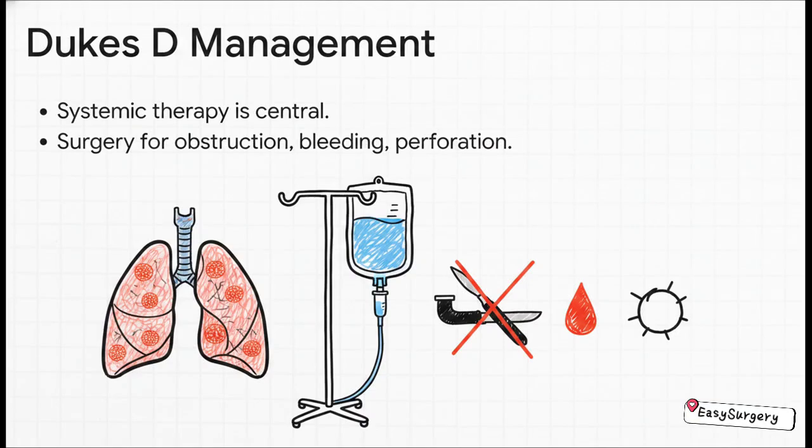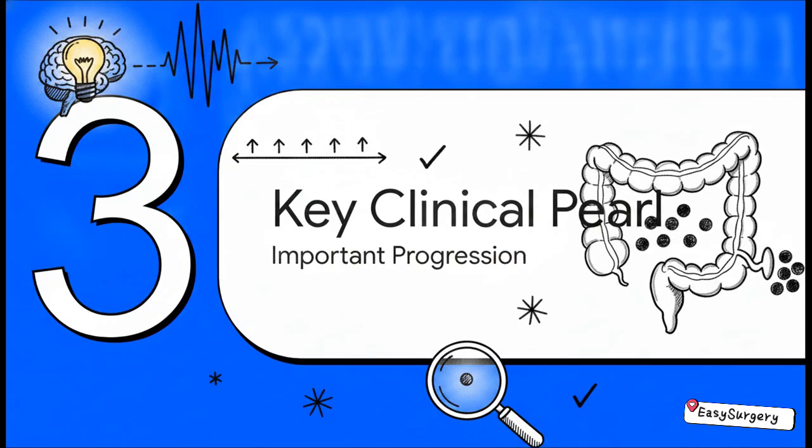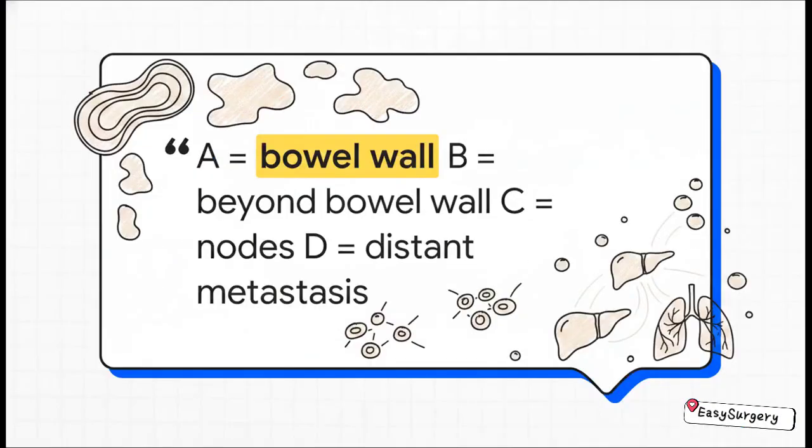Let's move into Section 3, Key Clinical Pearl. Let's just distill all of that staging and management data down into something you can easily digest. If you memorize nothing else, burn this high-yield cheat sheet into your brain right now. A is the bowel wall, B is beyond the bowel wall, C is nodes, and D is distant metastasis. It's really that simple. If you can just remember this ABCD breakdown, you're going to be perfectly oriented for almost any colorectal cancer exam question they throw at you.